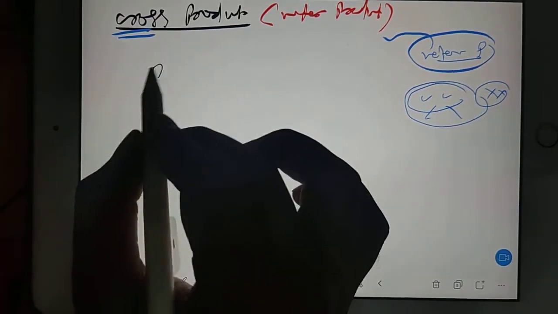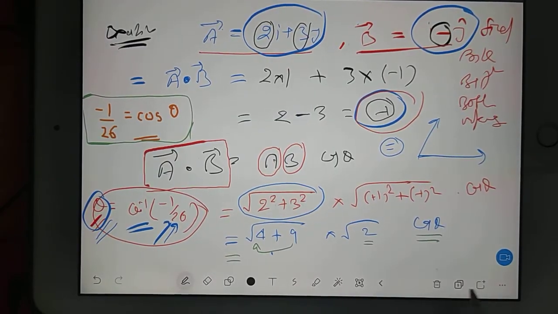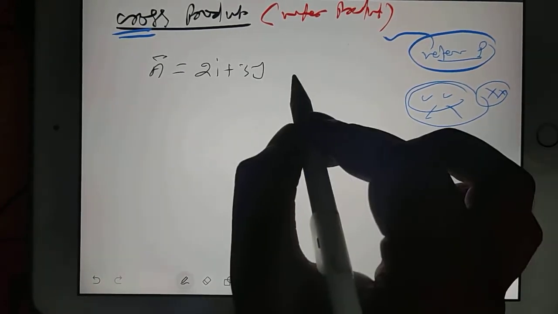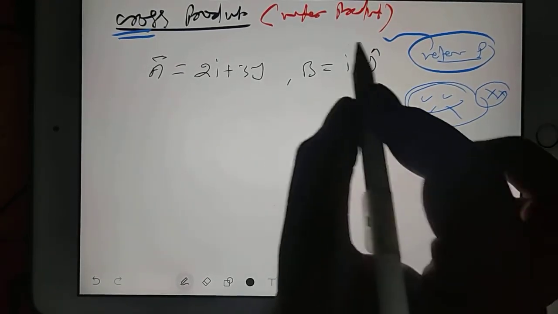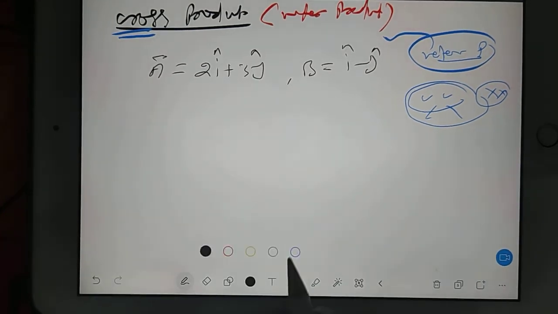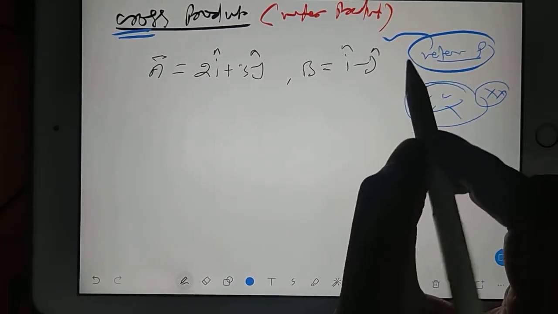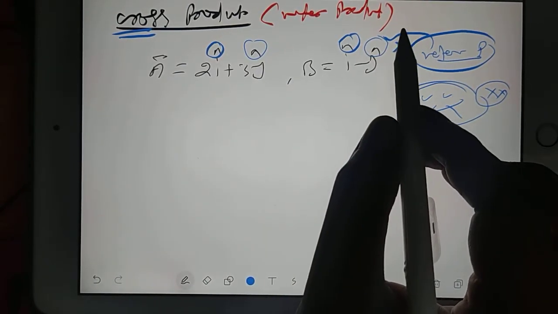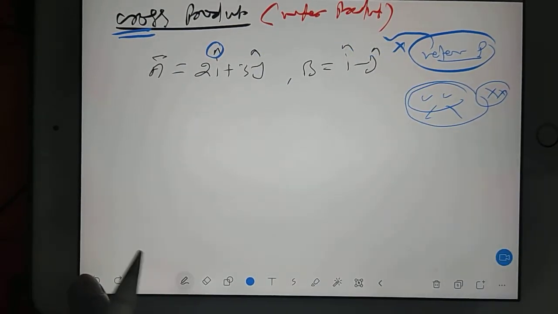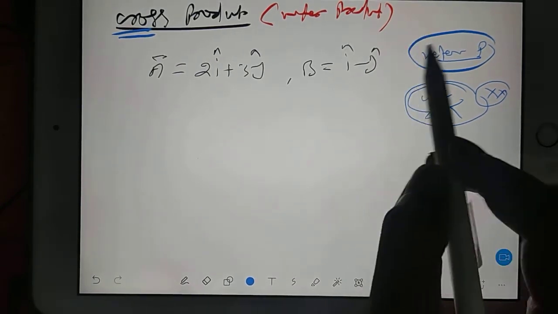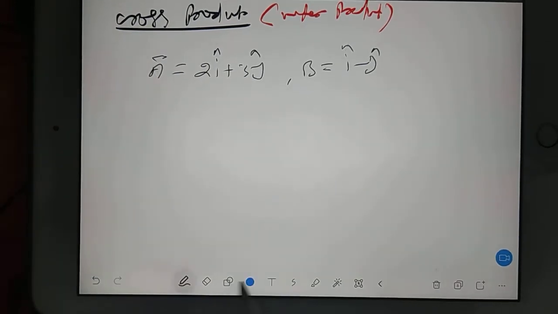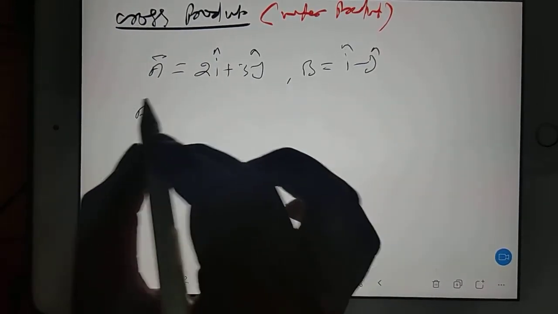So I will take the same example. A is equal to 2i plus 3j, and vector B I have taken i minus j. Put the cap, don't forget to write the cap here. Anyway, you are not going to write a university exam, so even if you miss the cap, they will not cut the marks, okay? But I can make a mistake, you should not make a mistake. Put caps. Okay, now go ahead. You go for A cross B, guys.